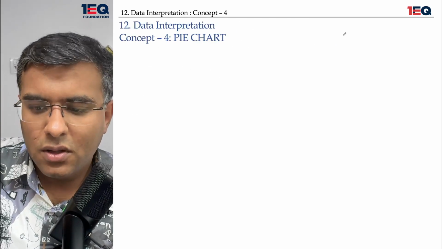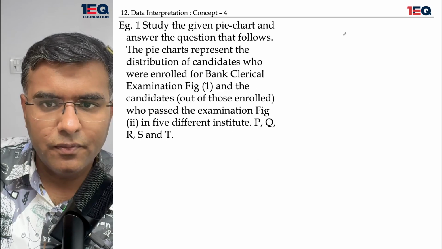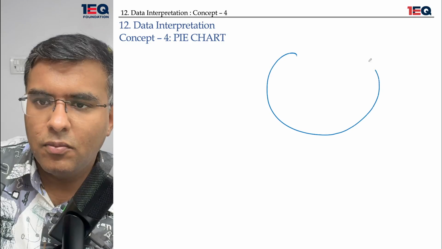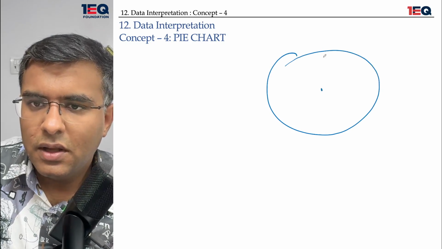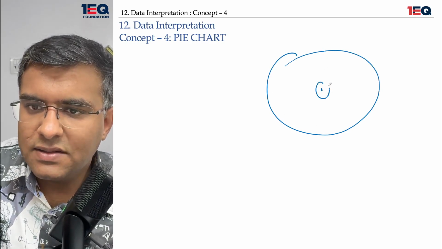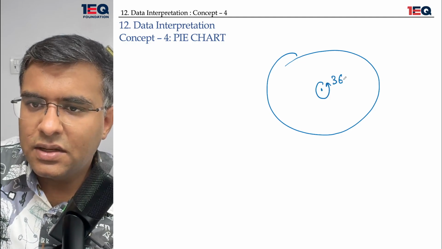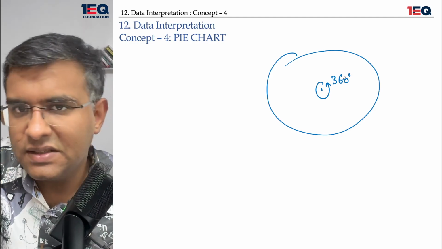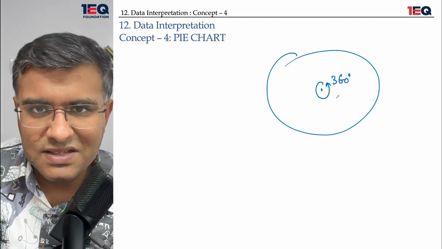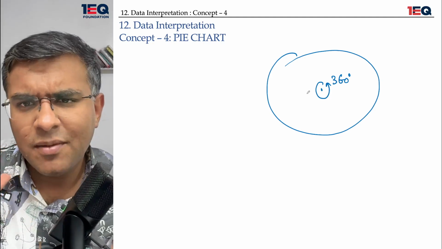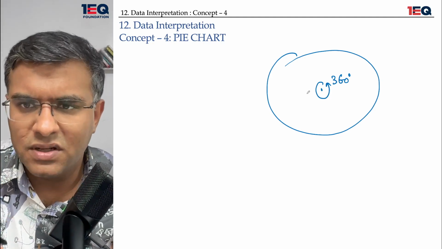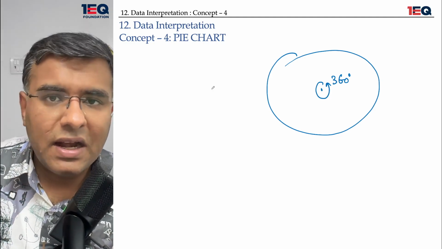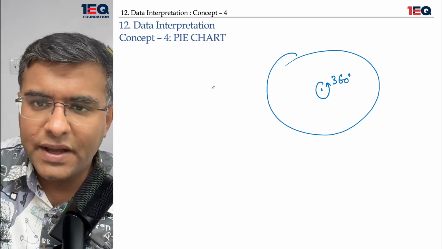Now talking about pie charts. What happens in pie charts is that this is a circle. The entire circle has a 360-degree element in it. The central angle of a circle is 360 degrees. When I say element, I mean to say the most important point of a circle is that it forms a 360-degree angle at the center. And the same property is utilized in a pie chart.